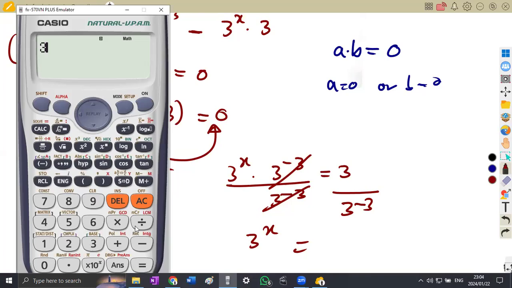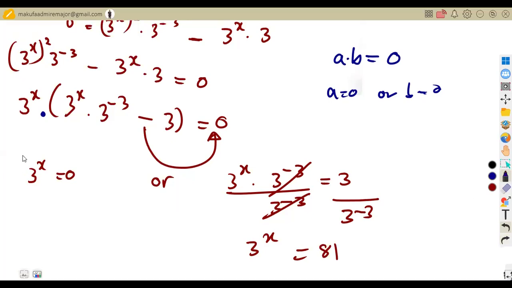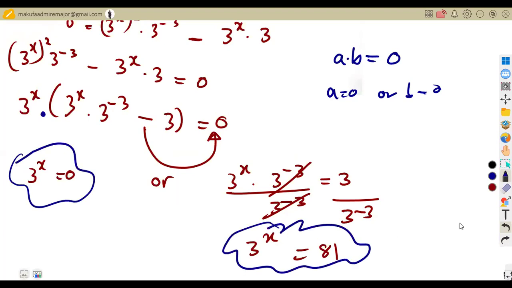So this is 3 divided by, let us just put it like a fraction like this, 3 over 3 to the exponent of a negative 3. Let's see what you're going to get there. If we simplify, because this is a single term, this is going to give us 81. So if we check properly, the first part is a single term, 3 to the exponent of x is equal to 0. And this part, 3 to the exponent of x is equal to 81.